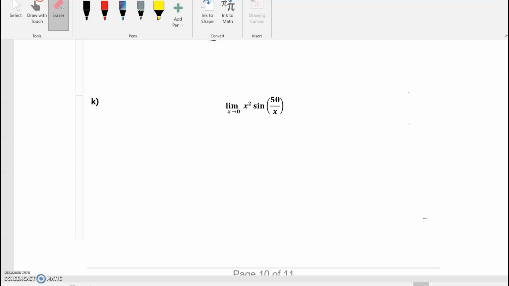So this problem can be done in two different ways. One is using the squeezing theorem, and this is how you begin when you use the squeezing theorem. First of all, plug in the x and you'll see that you're not going to get limits using that method.